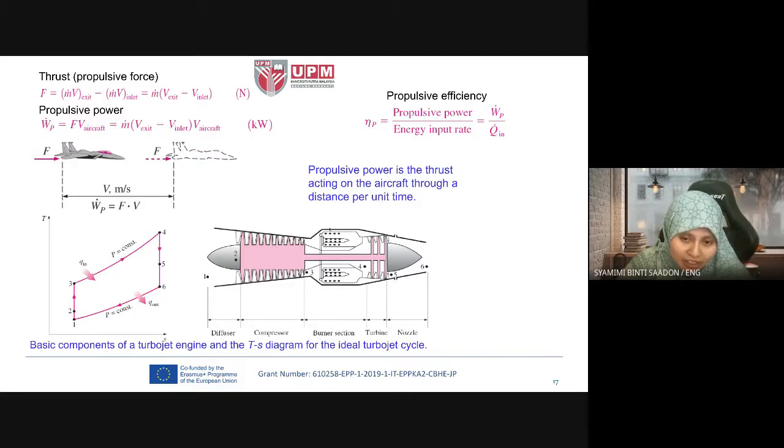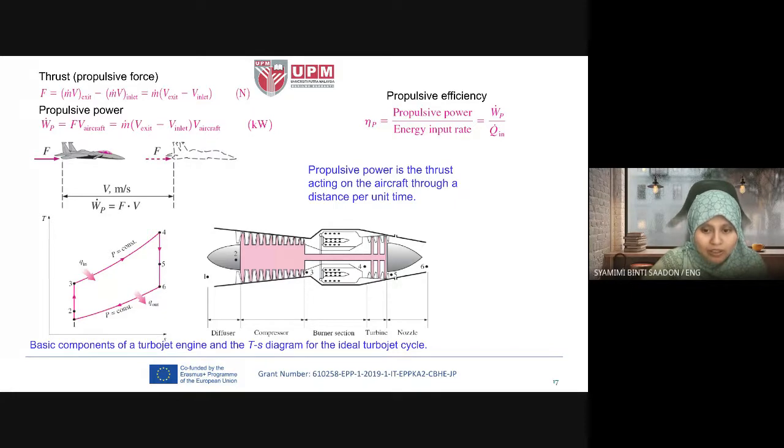Fuel is injected here, and the air mixed with the fuel will burn in the combustion process, and then will produce fluid at high temperature and pressure. Then 4 to 5 is expansion, and before it is rejected, it flows into the nozzle, because the nozzle helps to accelerate the working fluid to a high speed gas flow, because we want to produce propulsive force. 5 to 6. This is the basic ideal turbojet cycle.